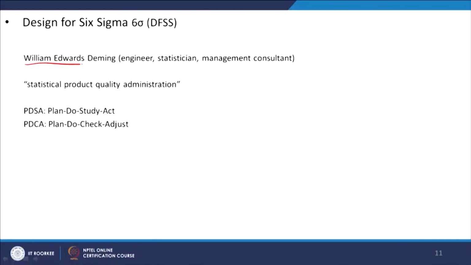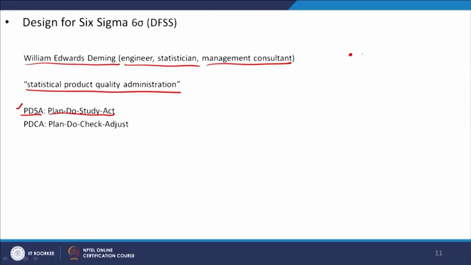So William Edward Deming, an engineer, statistician and management consultant, developed a process of statistical product quality administration, which is also along the way of the Six Sigma process. He developed this plan, which is called Plan, Do, Study and Act, in short PDSA. So first plan, then do, and then study how it is performing, and then take action accordingly. If you look at the process of manufacturing, first the manufacturing process has to be planned.